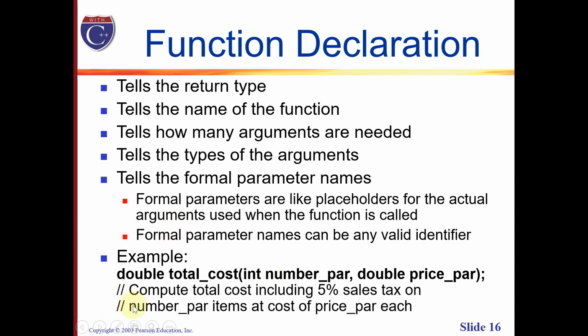As you can see here, we declared the function total cost with return type double, and inside our parameter list, we have the following parameters with their respective data types. And take note that whenever we write our function declaration, it should always end with a semicolon. And if necessary, it would be helpful to include a comment which describes what our function does.